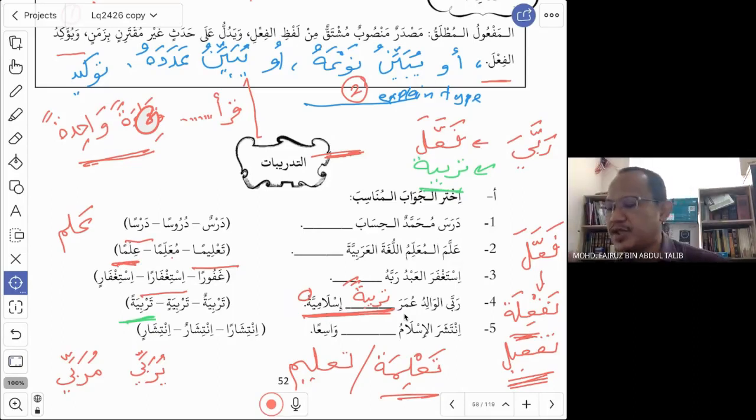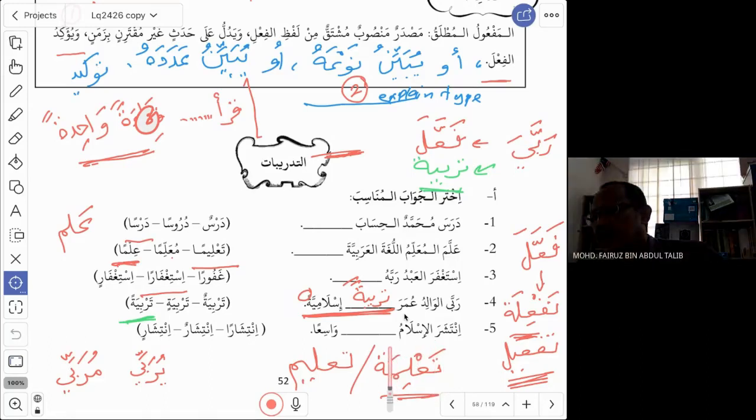So you can choose. If they just say write maf'ul mutlaq and they don't say whether it is to emphasize or to explain the type, it is up to you. As long as you use the correct masdar, the sentence is correct. Okay, good. The last jumlah: intasharal islamu wasian.